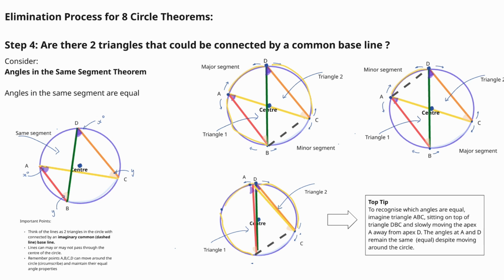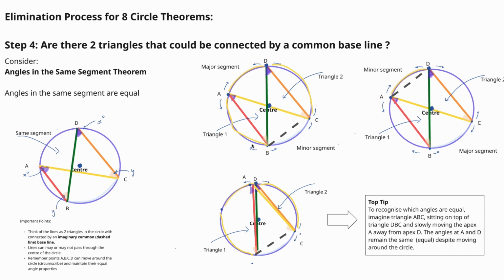The final elimination process is where you have 4 lines in the circle with 4 vertices touching the sides of the circle. And if you use your imagination, you could connect dashed lines to give you the impression of 2 triangles. This imaginary baseline is in fact the chord that creates the 2 segments of the circle, the major and the minor, or the other way around, minor and major. And that's why this theorem is called the angles in the same segment.